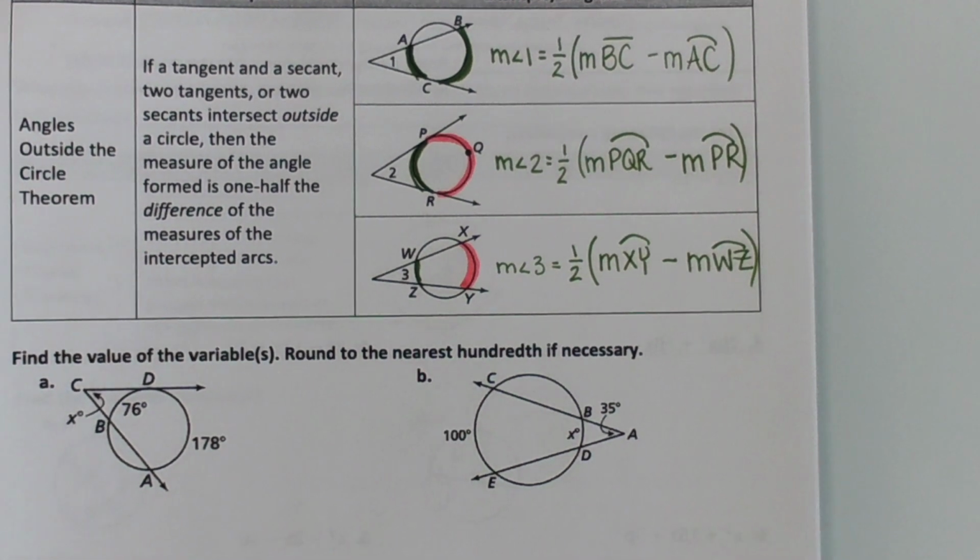So, 3 different pictures, but they're all using what is essentially the same formula. Angle equals 1/2 big intercepted arc minus little intercepted arc.